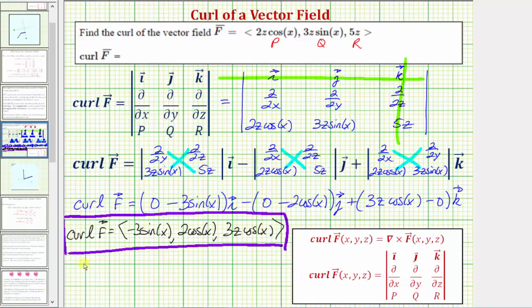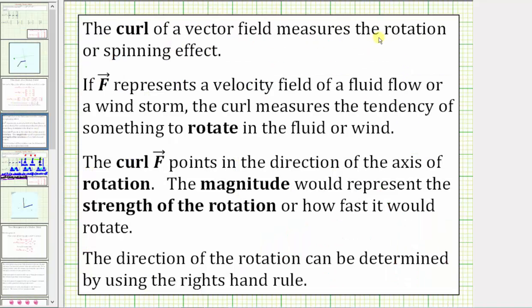Before we go though, let's talk about what the curl of the vector field f means and look at it graphically. The curl of a vector field f measures the rotation or spinning effect. If the vector field f represents a velocity field of a fluid flow or windstorm, the curl measures a tendency of something to rotate in the fluid or wind. The curl of the vector field f points in the direction of the axis of rotation, and the magnitude represents the strength of the rotation or how fast it would rotate. The direction of rotation can be determined using the right-hand rule.